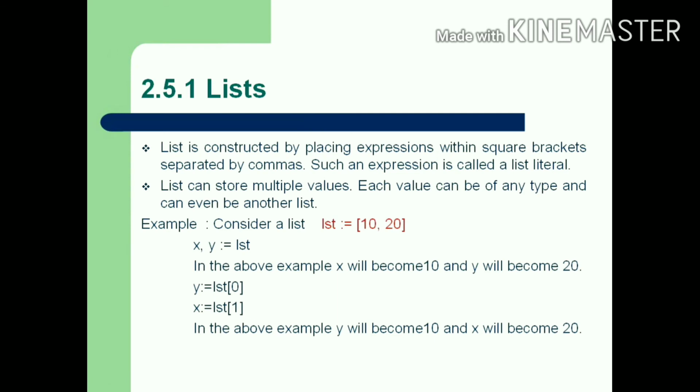If you want to access these items from outside the list after creating it, then you can use this code: y is equal to lst of 0. 0 means the index number of the item. Here lst 0 represents item 10, and lst 1 represents item 20. In the first example, x comma y is equal to lst means the first value of the list, 10, is stored in x, and the second value of the list, 20, is stored in y.